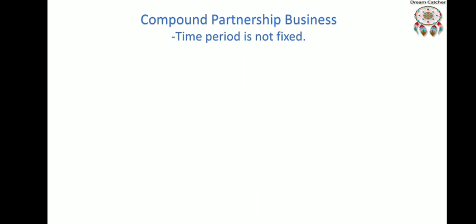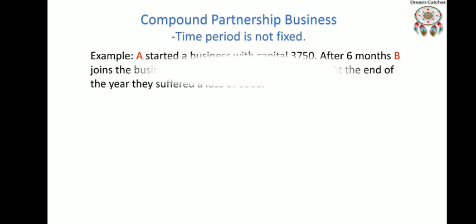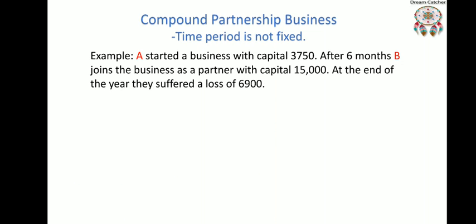Now we come to compound partnership business, where the time period for which capital is invested in the business is not fixed. It may be different for different partners. To take an example, A started a business with capital 3750. After 6 months, B joins the business as a partner with capital of 15,000. At the end of the year, they suffered a loss of 6,900. So you see, A started the business with capital of 3750. For 6 months, he was alone in the business, and B joins only after 6 months.